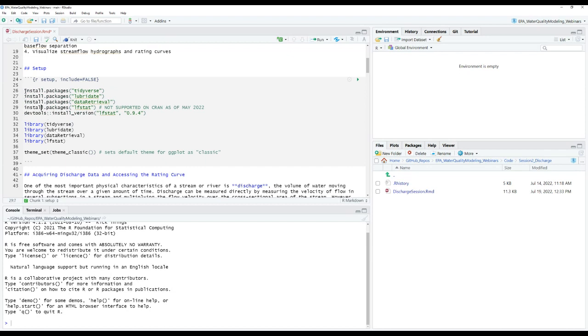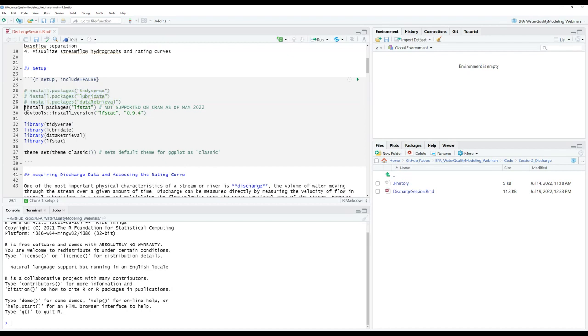So if you delete those pound signs, you can either click anywhere on any of these lines of code, or you can highlight the lines of code that you'd like to run. To run a line of code, you can click Control Return if you are on a PC, or Command Return if you are on a Mac to run those. I already have these packages installed, so I will not be running those lines.